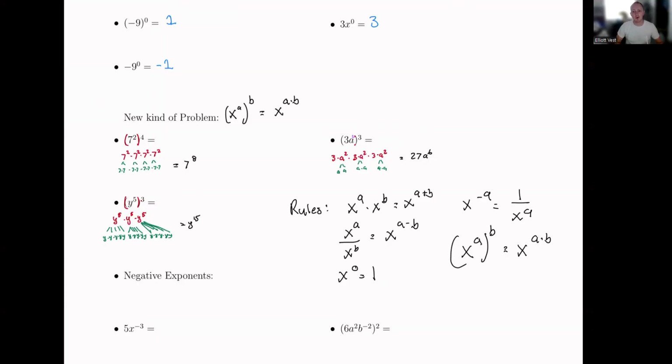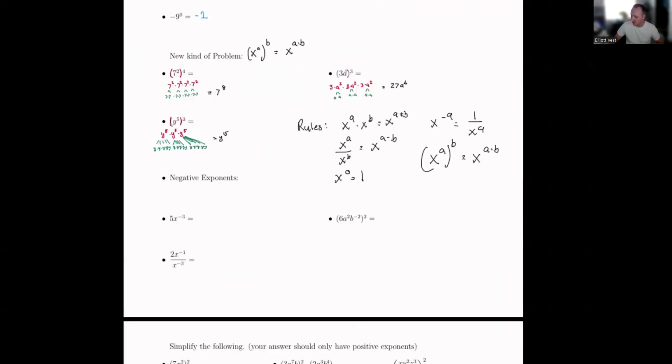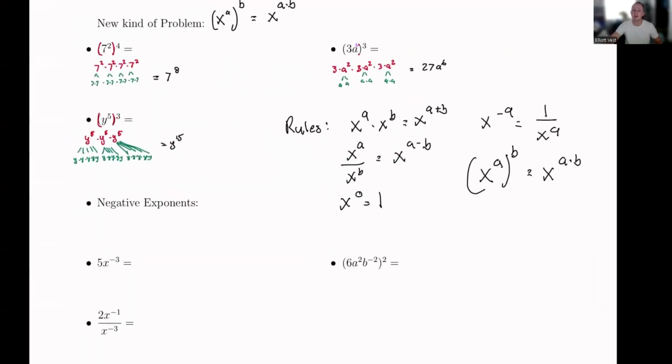We'll do some more things with negative exponents in the next video, as well as some extra practice at the end for putting all the rules together, right?